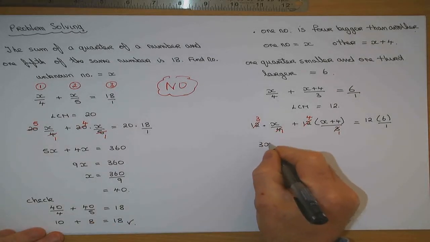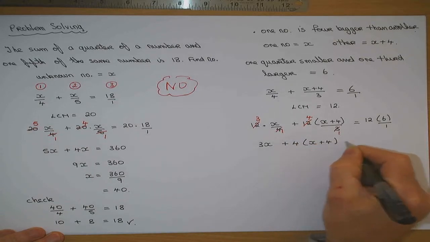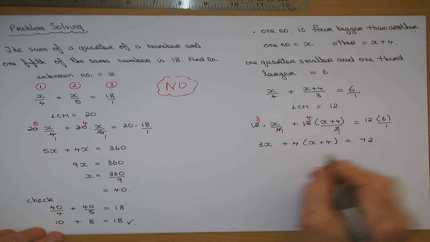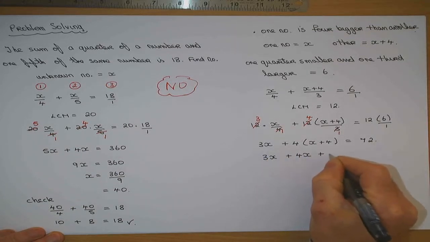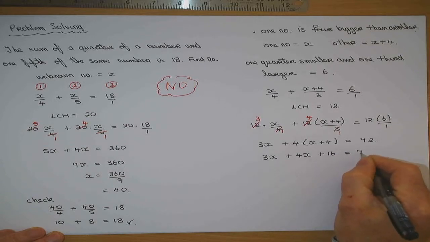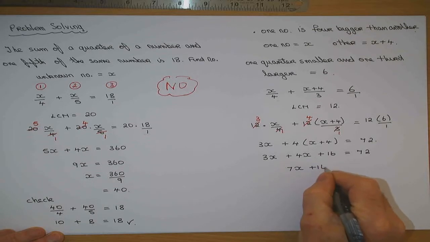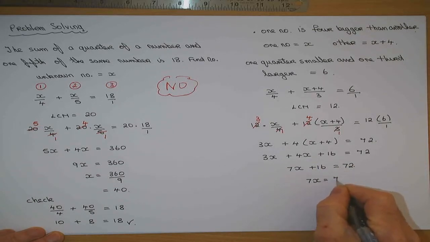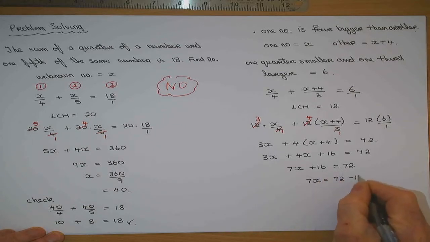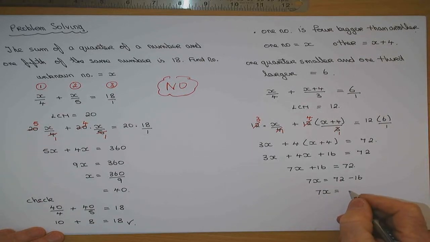So I have 3x plus 4 times x plus 4 is equal to 6 12s. 3x plus 4x plus 16 is equal to 72. 3x and 4x plus 16 is equal to 72. 7x is equal to 72. Bring 16 over, because addition becomes subtraction. 7x is equal to 72, take away 16.